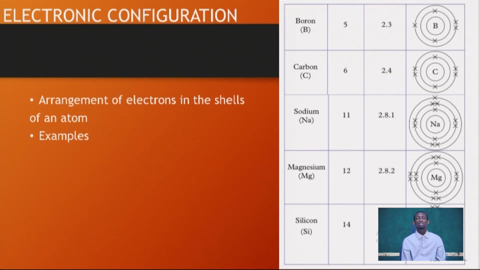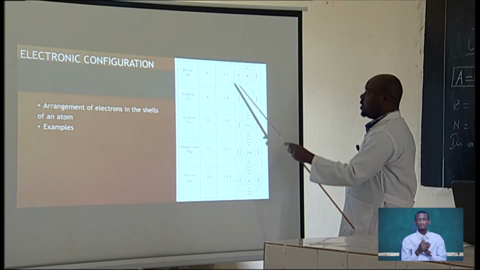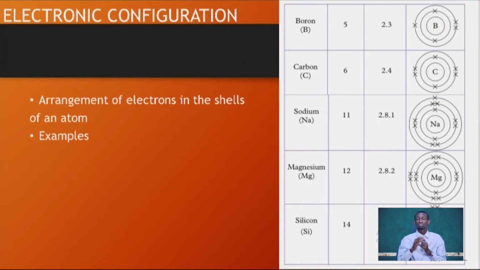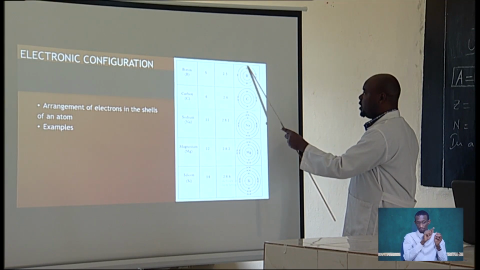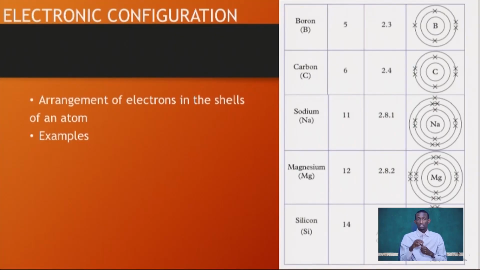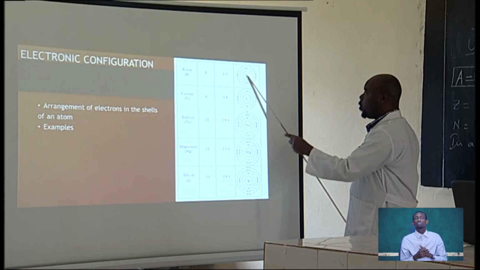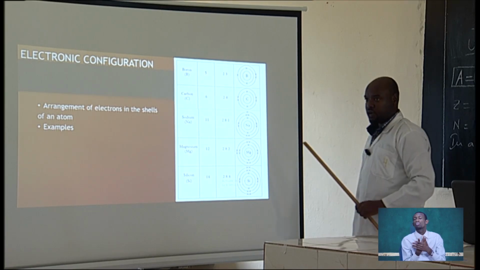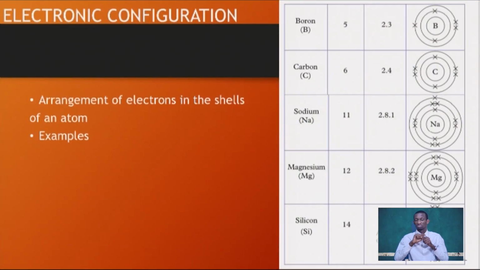If we go to boron with 5 electrons, the configuration is 2 and 3. 2 in the first shell and 3 in the second shell. On the diagram, we have 2 electrons in the first shell and 3 electrons on the outer shell. You can see that the nucleus is also represented by a circle. And we have more examples.